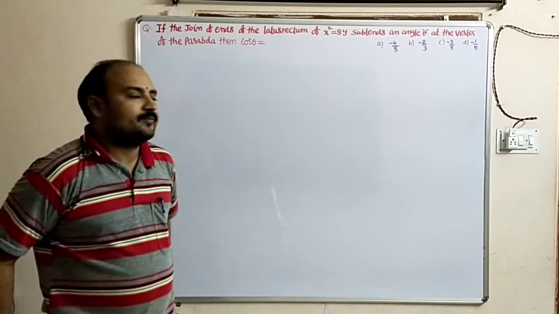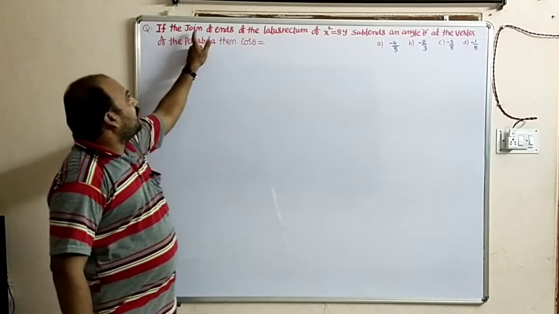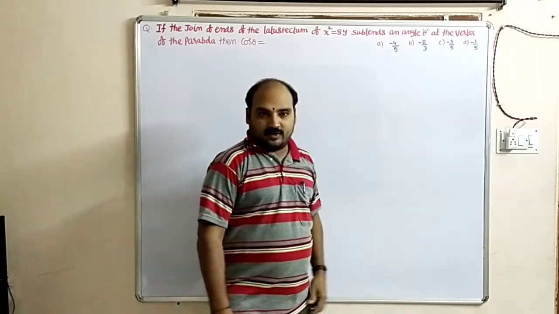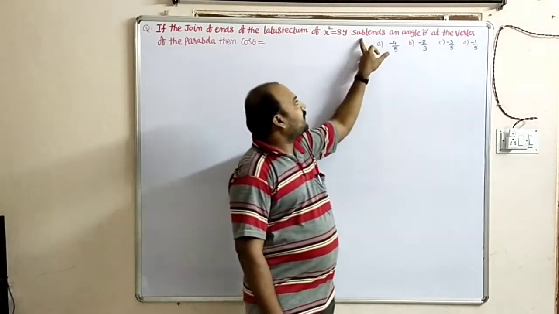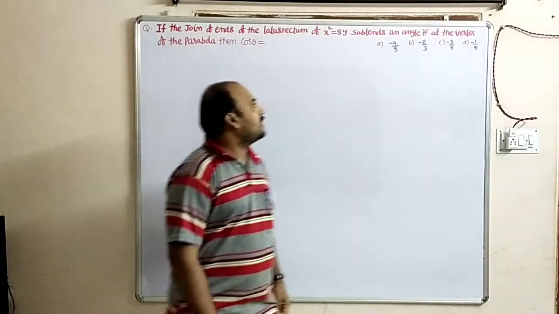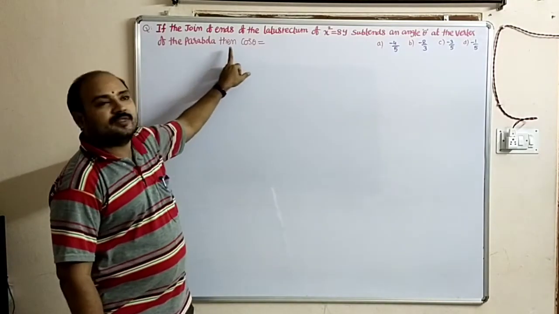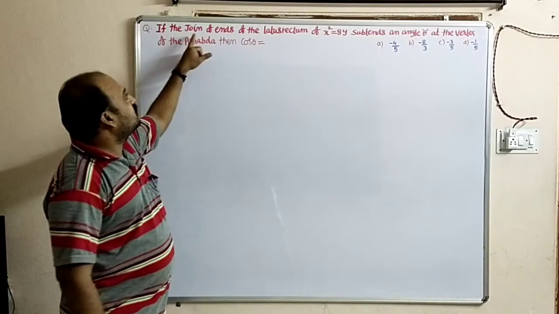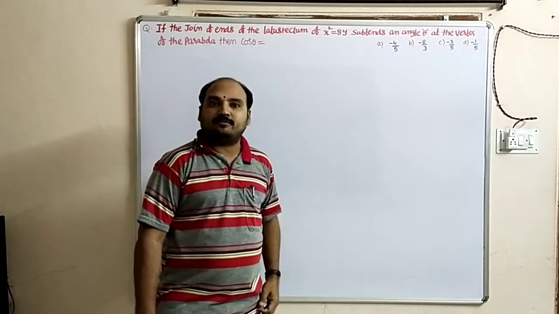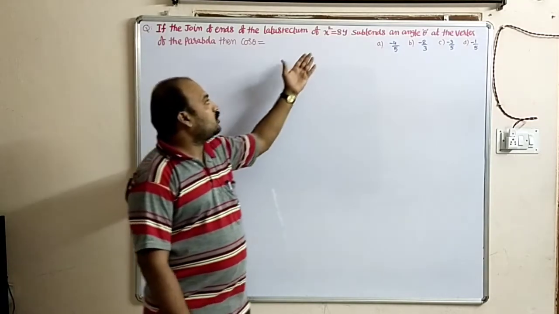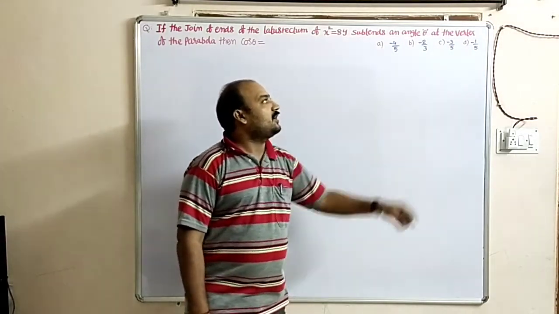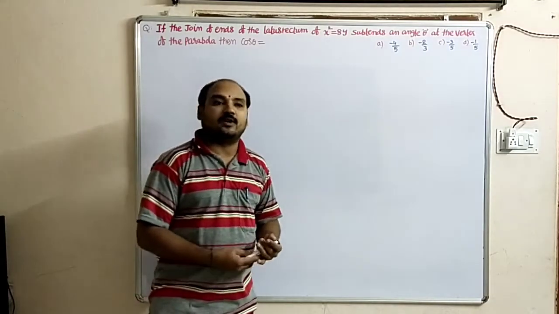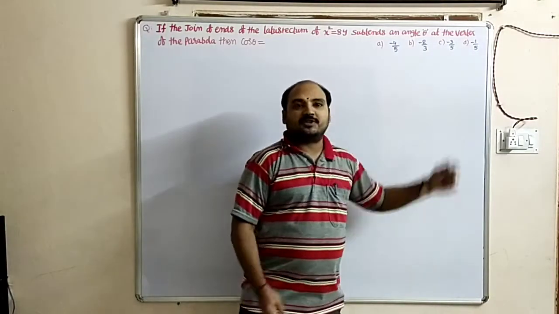Next question. If the join of the ends of the latus rectum of x square equal to 8y, that is the parabola, subtends an angle theta at the vertex of the parabola, then cos theta equal to. So once again, if the join of the ends of the latus rectum of x square equal to 8y subtends an angle theta at the vertex of the parabola, then cos theta is equal to, these are the options.